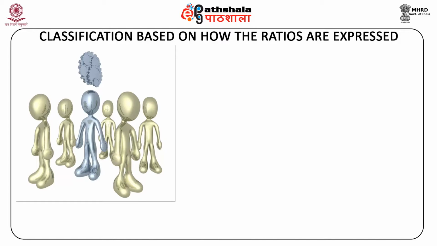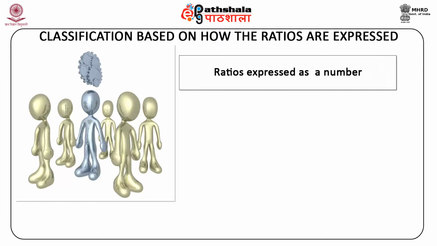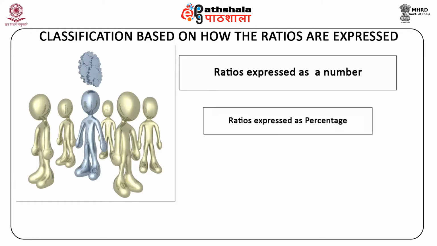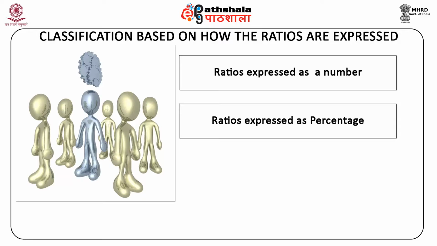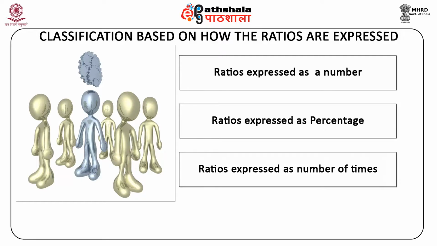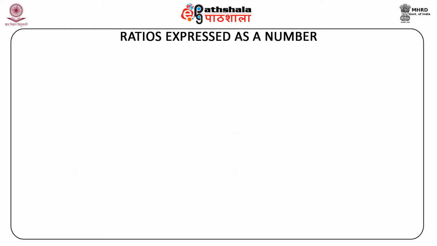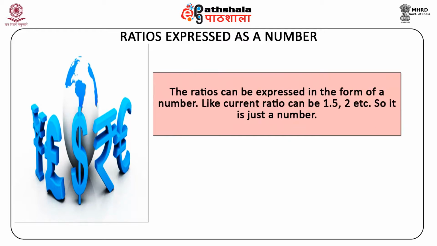Classification based on how the ratios are expressed. Ratios expressed as a number. Ratios expressed as percentage. Ratios expressed as number of times. Ratios expressed as a number. The ratios can be expressed in the form of a number, like current ratio can be 1.5, 2, etc. So it is just a number.